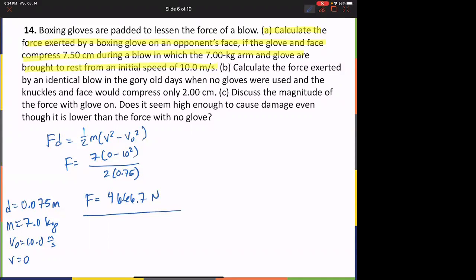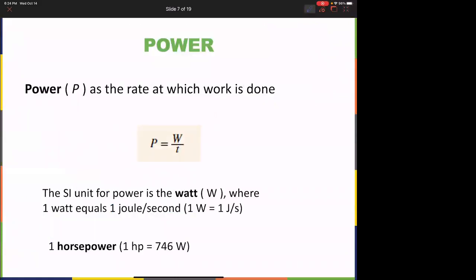Then it says calculate the force if you're hitting them with your bare knuckles. So again, do the same thing we did last time. We're not going to do this because we really just did it. So you just put 2 down here, 0.02 instead of 0.075, and that's how you solve that problem. So that's 3 times bigger, 3.5 times bigger, almost even. So that's a lot of force hitting you in the face.